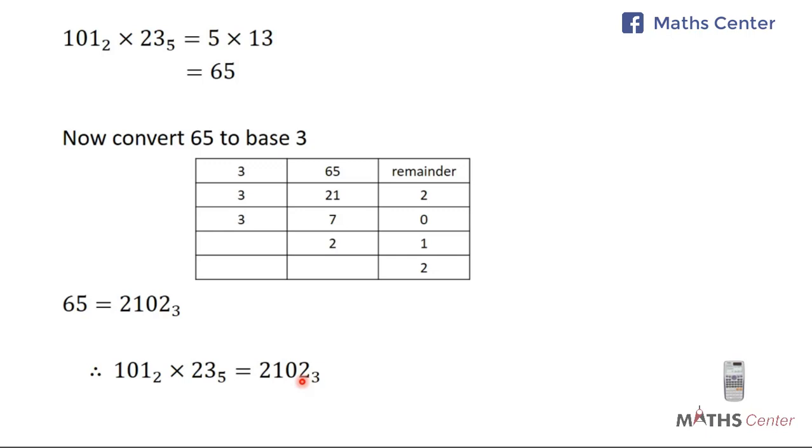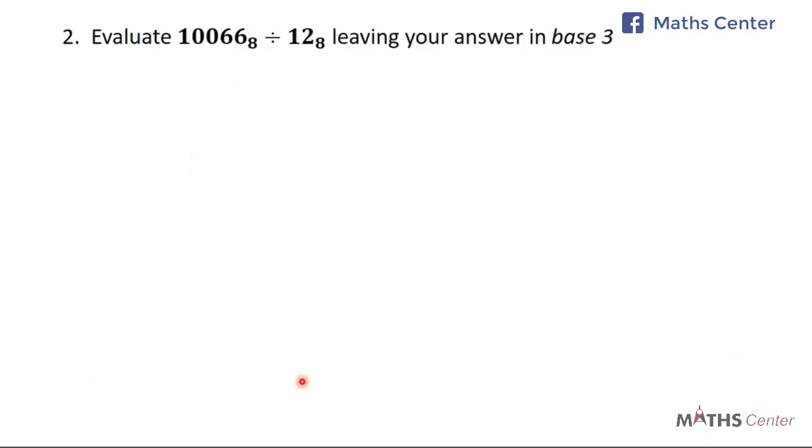So with these two options, you study them and you pick the one that you are comfortable with. It looks like the second option is pretty simple and short, so you can pick that one. But if you are comfortable with the first one, you can also use that. Let's look at the second example. We are told to evaluate 10066 base 8 divided by 12 base 8 and leave our answer in base 3.